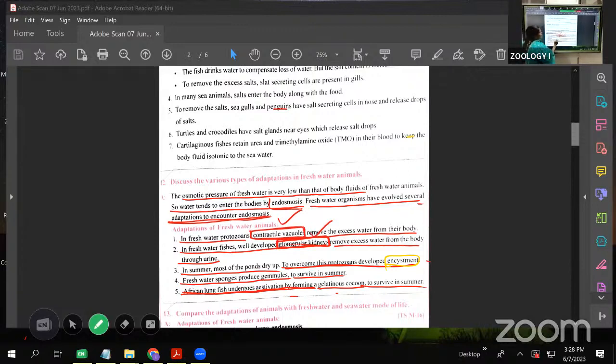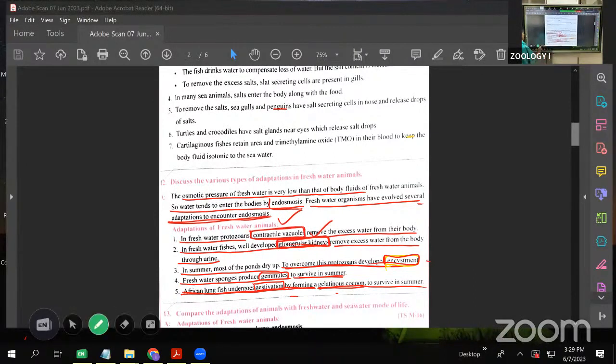And most of the ponds dry up. At that time, most of the protozoans undergo the formation of cysts, which we call encystation. The freshwater sponges produce gemmules to survive in the summer. And African lungfishes undergo summer sleep, meaning estivation, forming a gelatinous cocoon to survive in the summer.